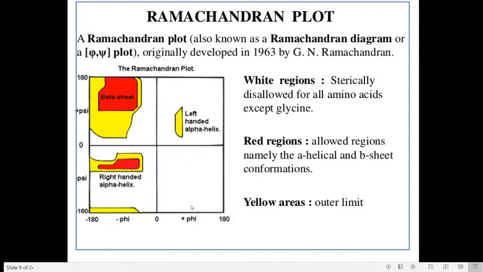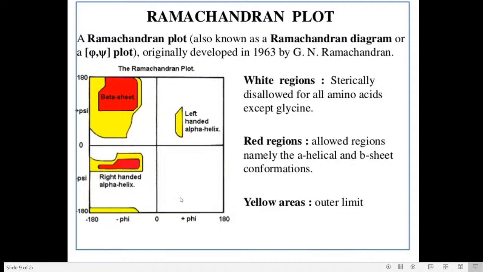So the empty region, the white region, is except glycine. If you can find any dot here, it means that the protein carries glycine. How much glycine does it carry? Glycines are present in the minus last region, and maybe glycine is also present in this area. The empty region has no representation of alpha helix and beta sheets, that is a region called minus psi and plus phi.